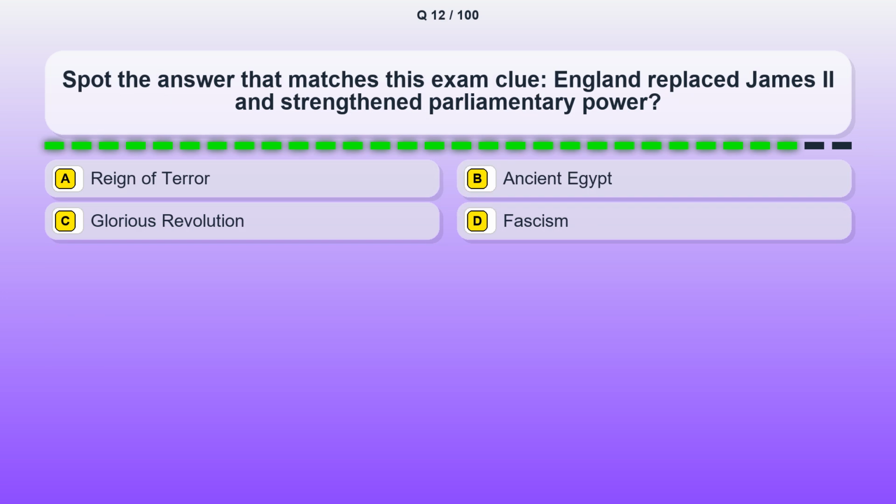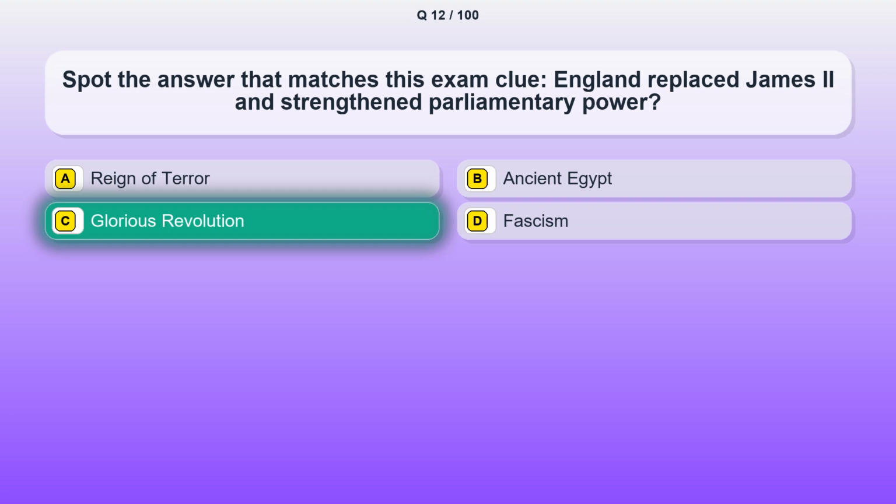Question 12. Spot the answer that matches this exam clue. England replaced James II and strengthened parliamentary power. Option A. Reign of Terror. Option B. Ancient Egypt. Option C. Glorious Revolution. Option D. Fascism.